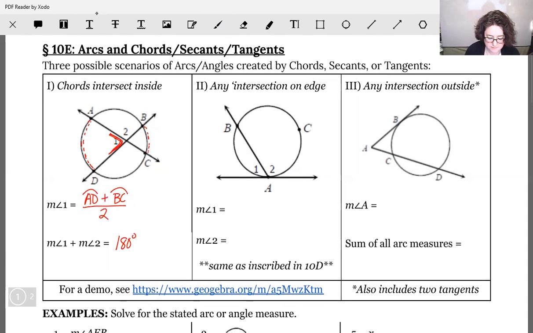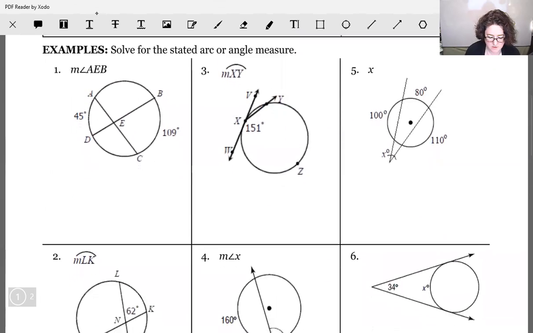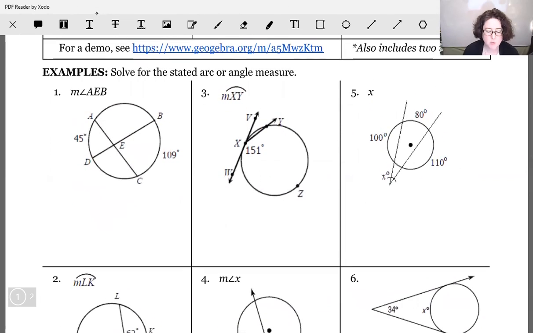So here we go. So we're going to look at examples 1 and 2. So let's start with example 1. Okay, we're looking for the measure of arc AEB. So we have a problem here. AEB, is that in a nice straight line from the arc measures they gave us, the 45 and the 109? Not so much. So I actually have to do another problem first before I can solve for the missing angle that they want us to use.